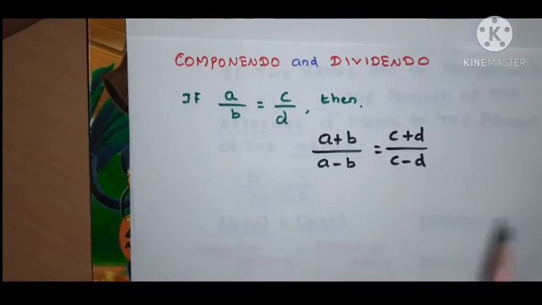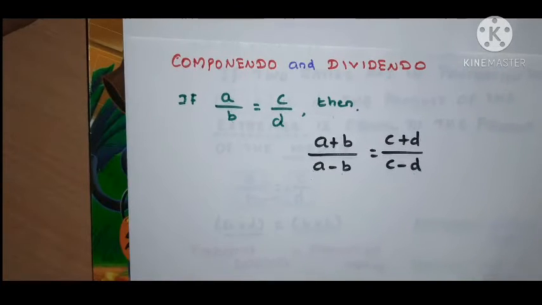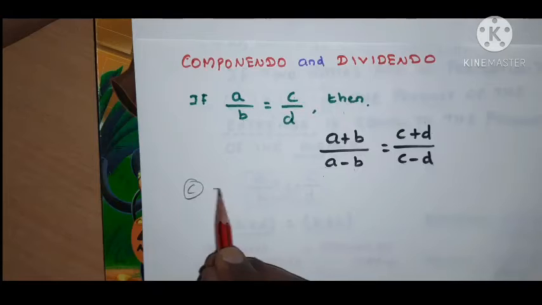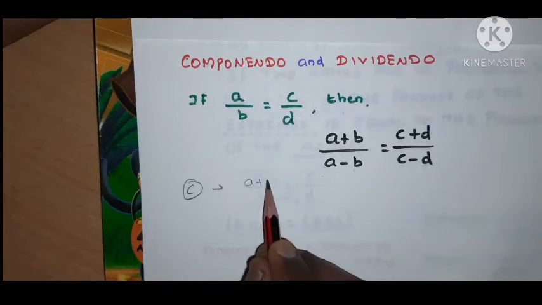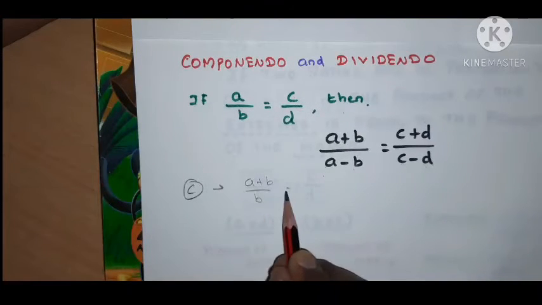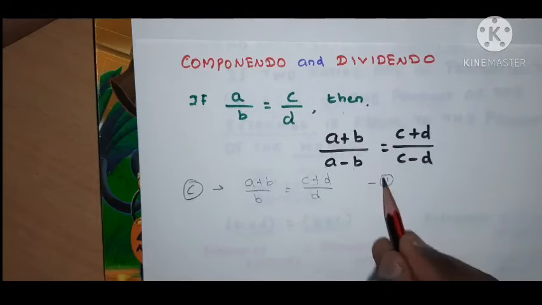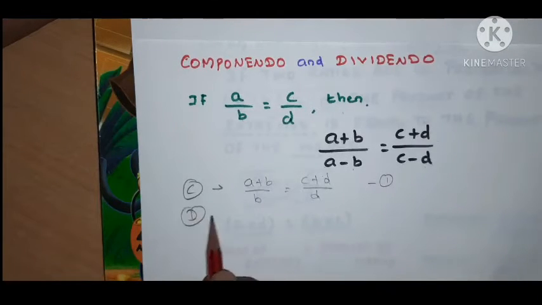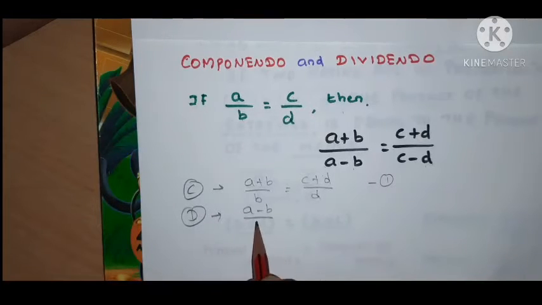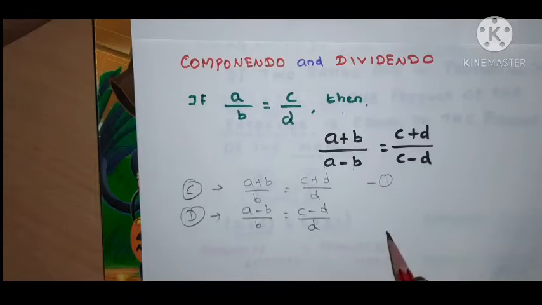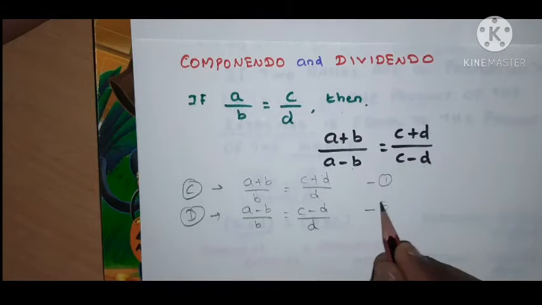How? We know very well about the Componendo property and the Dividendo property. So what is the Componendo property? A plus B divided by B is equal to C plus D divided by D. This I have taken as 1. Next, what is the Dividendo property? A minus B divided by B is equal to C minus D divided by D. Right? So this I have taken as 2.